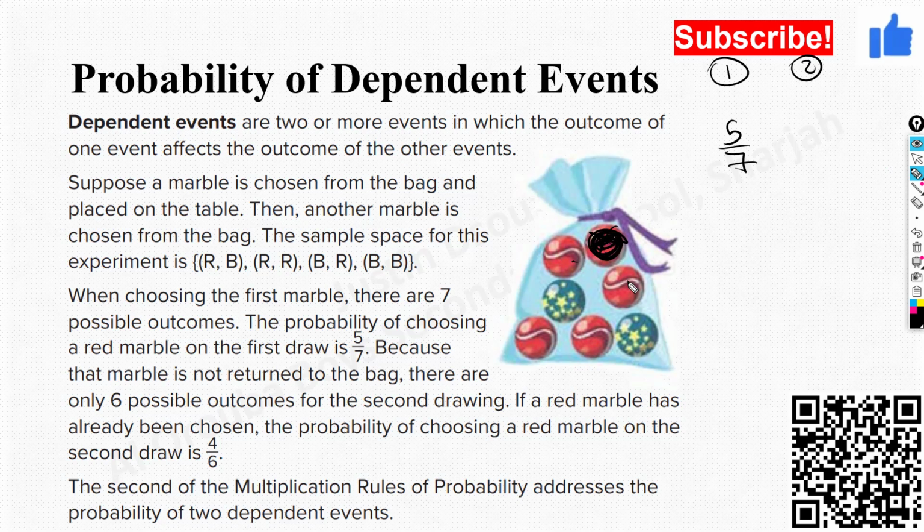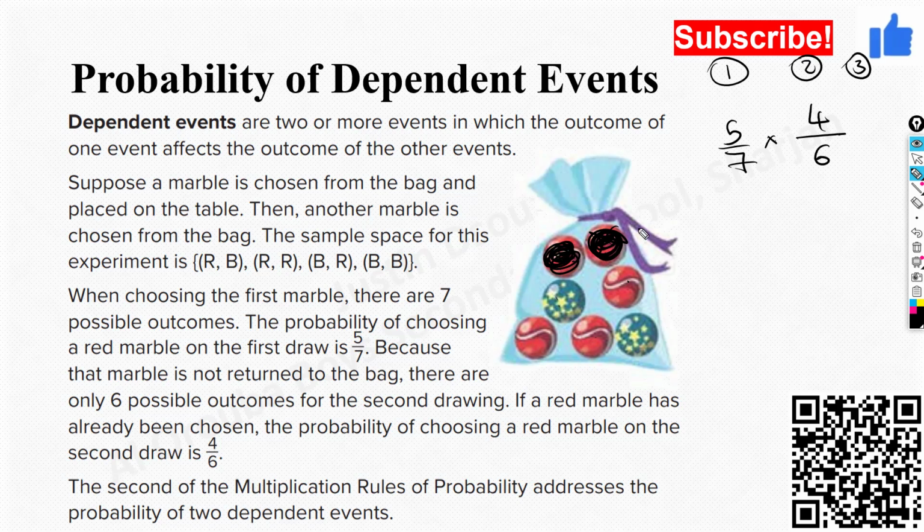Now there are only how many balls? One, two, three, four, five, six remaining. When you're doing it again in the second event, it's going to be six total balls. And how many red balls are there? Four only. So this is the probability. Now let's go on to a third event. This time I'm going to pick a blue ball. What is the probability? Now two balls are gone.